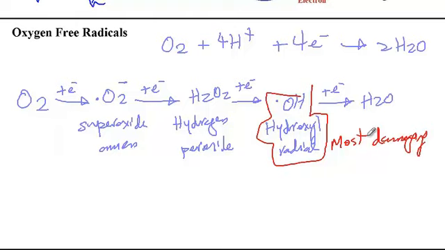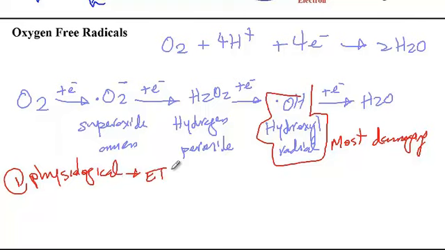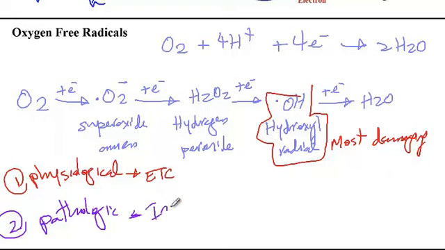One mechanism of forming all these reactive oxygen species is physiologically through our electron transport chain, because as NADH and FADH2 transfer electrons to the oxygen, these reactive oxygen species will be formed. But there could also be pathologic formation of these oxygen free radicals. For instance, once there is inflammation in our body, some of our defense cells will intentionally create oxygen free radicals in order to kill pathogens. So one mechanism is inflammation.